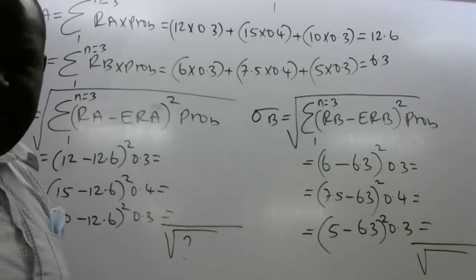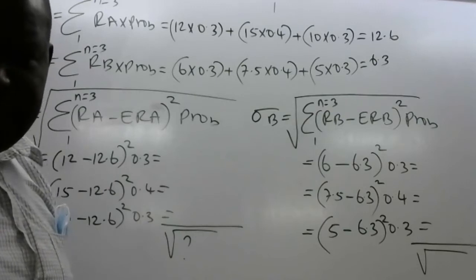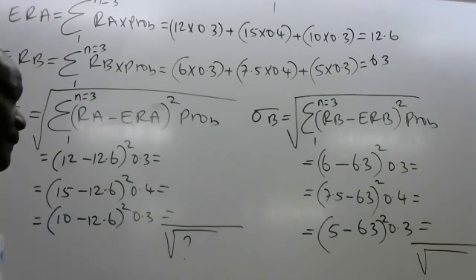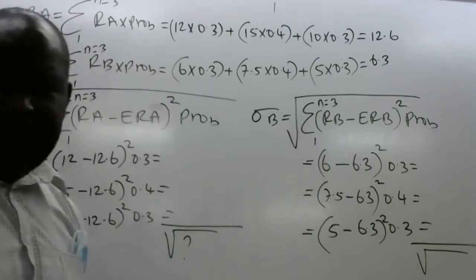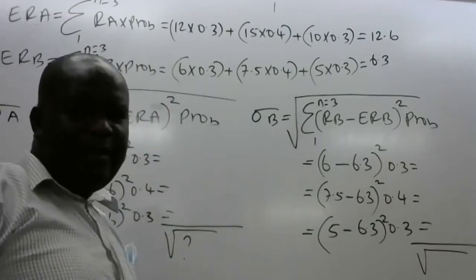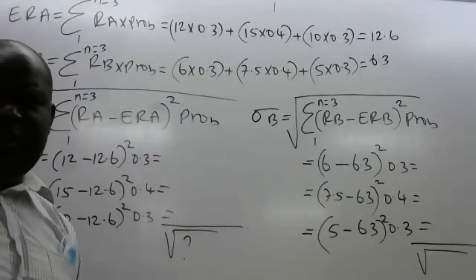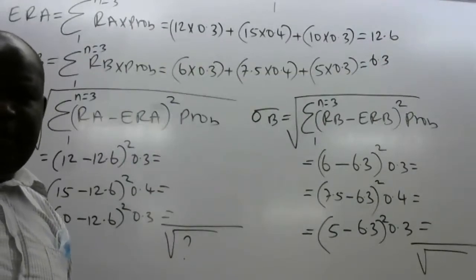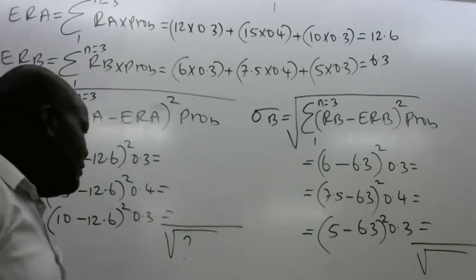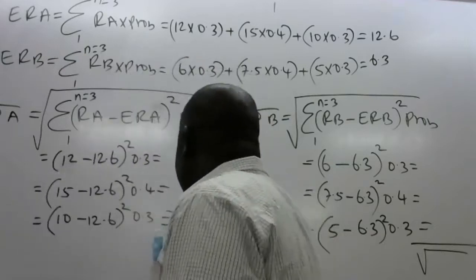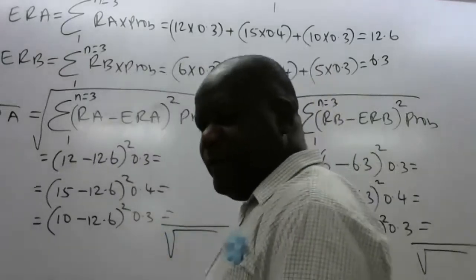So what is the standard deviation for the first one? Standard deviation for A, anyone who has calculated? Anyone who has calculated for that? So the standard deviation is 2.11. What was the total before you got the standard deviation? I want it into three decimal places. This one was 4. Before you got this, the total was 4.44.